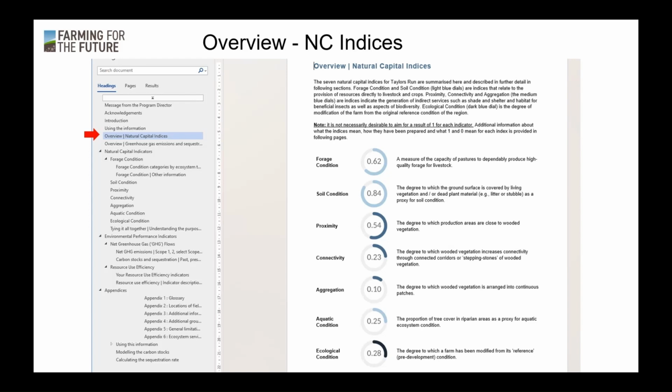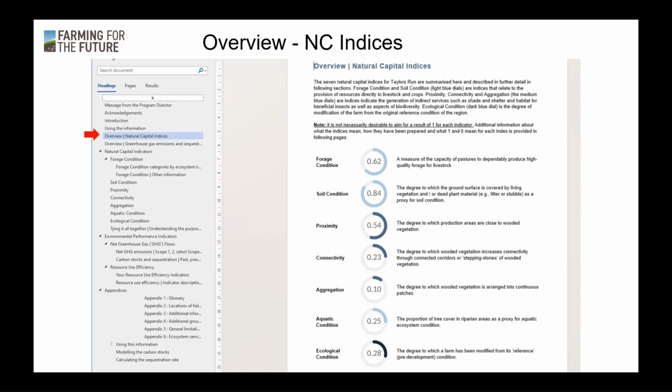There's a few important points that I'd like to make about these indices before we get into the detail. Firstly, the index score is just a numeric representation of the spatial variation that we found on your farm for that particular element of natural capital. Your farm reports provide maps and tables that expose that spatial variation, and we're hoping that this information is useful in your decision-making process.